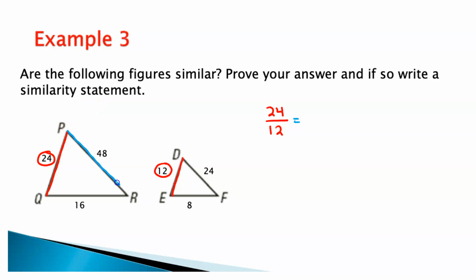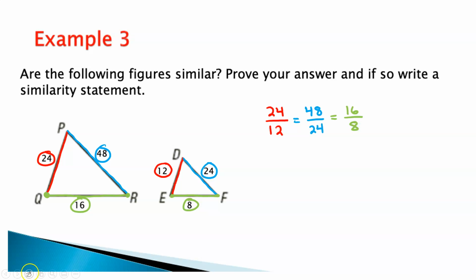So from P to R, that measures 48. Well, let's compare it to D to F, which is 24. All right, we're going to compare the last sides, the bottom sides here. So again, I was working with the bigger one first, so let's continue that. We have to be consistent. From Q to R, which is 16, we're going to compare that to the bottom side over here from E to F, which is 8. So there is our proportionality statement.